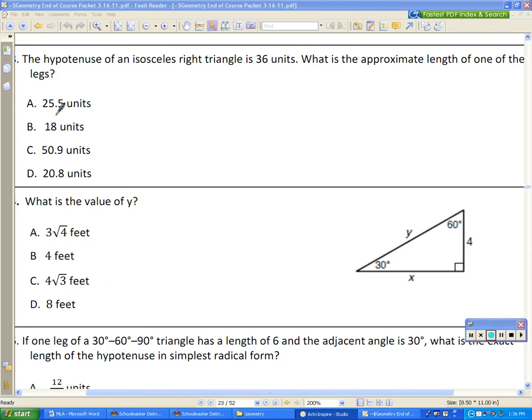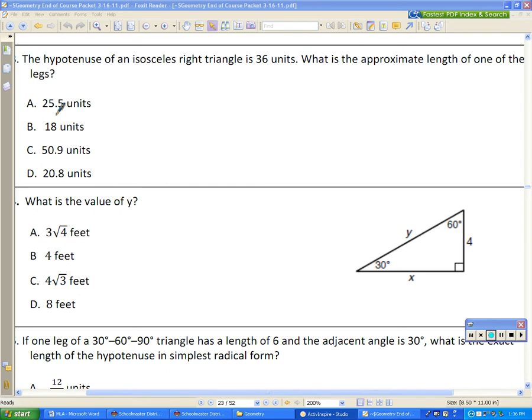Now we are in 30, 60, 90 land. So 4 is obviously the shortest leg because it's across from the smallest side. Let's do these first. They just want to know y. What's y? 8, because the hypotenuse is twice the short leg.